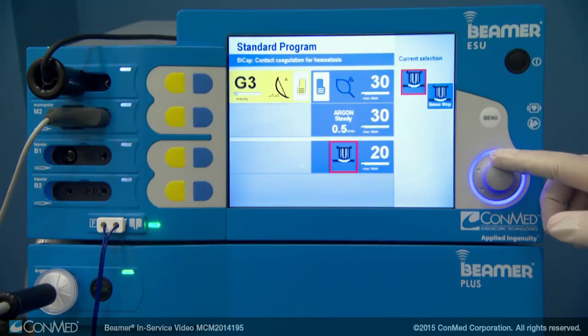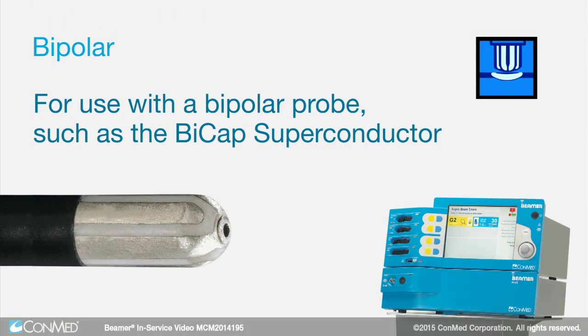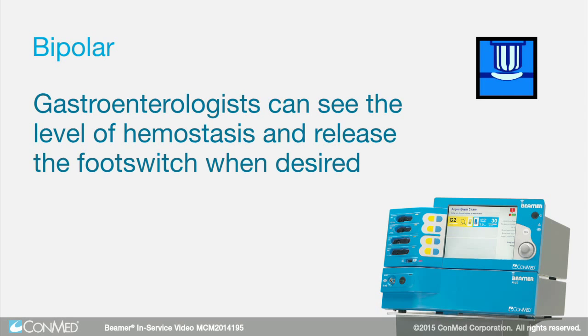Although there are two to choose from, the first one is the preferred current for GI use. This current is selected for use with a bipolar probe, such as our BiCap superconductor probe. It provides contact coagulation and is used when coapting a bleeder with a bipolar probe. Gastroenterologists can see the level of hemostasis and release the foot switch when desired.